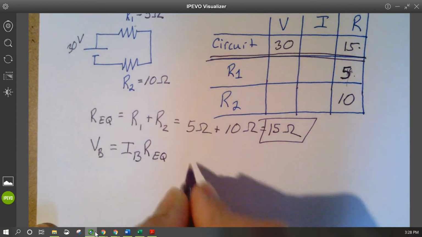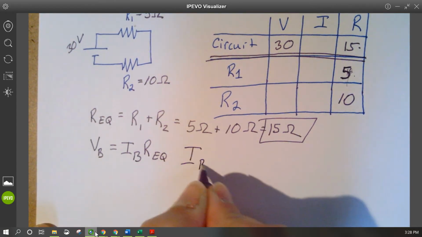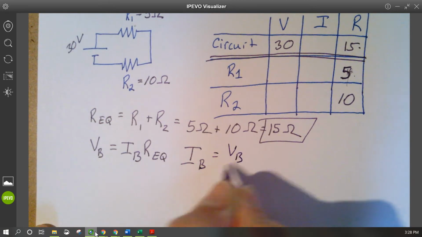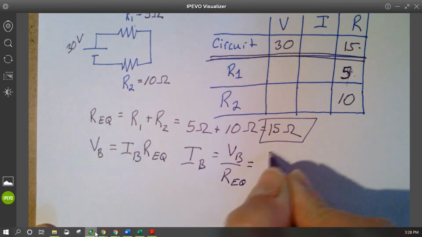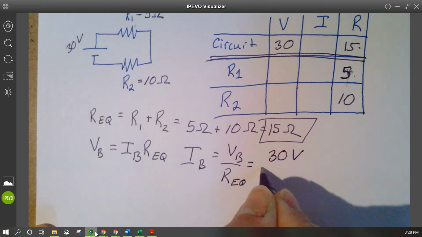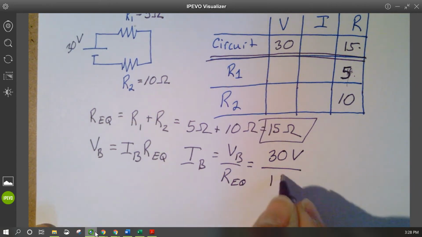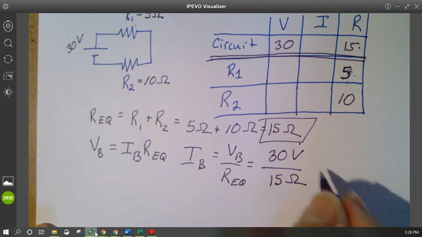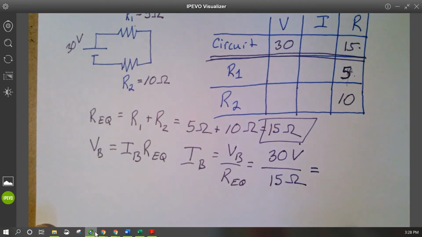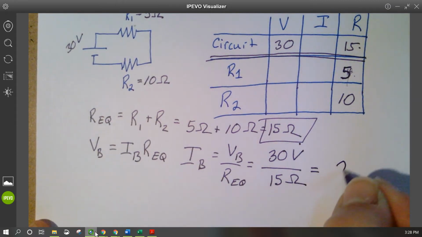And you can plug and chug there and then solve, or solve first. I like to solve first. And that means I'm just going to take the voltage across the battery, 30 volts. I'm going to divide that by the equivalent resistance that I just calculated, that 15 ohms we calculated up here. And you'll see I made nice easy math here. So 30 divided by 15, that's going to get us 2.